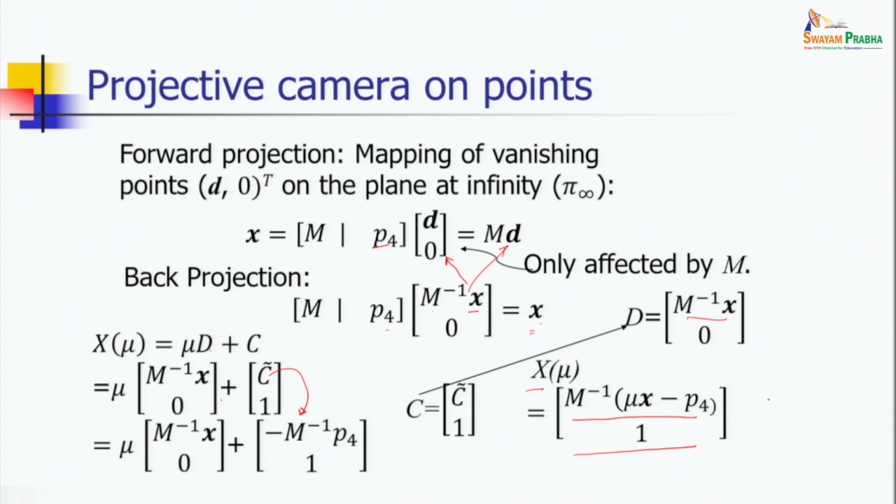If you vary mu from minus infinity to infinity, you will get all sorts of points. When mu is positive, you will get points in these directions. When mu is negative, you will get points in these directions.